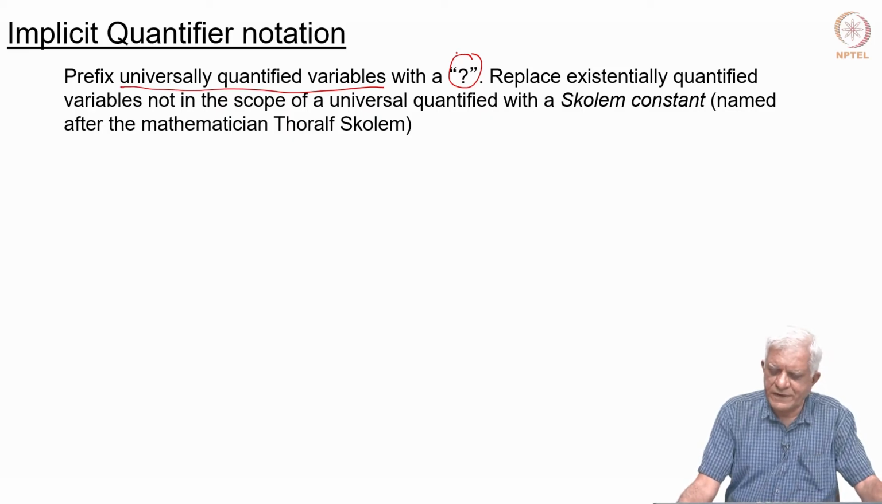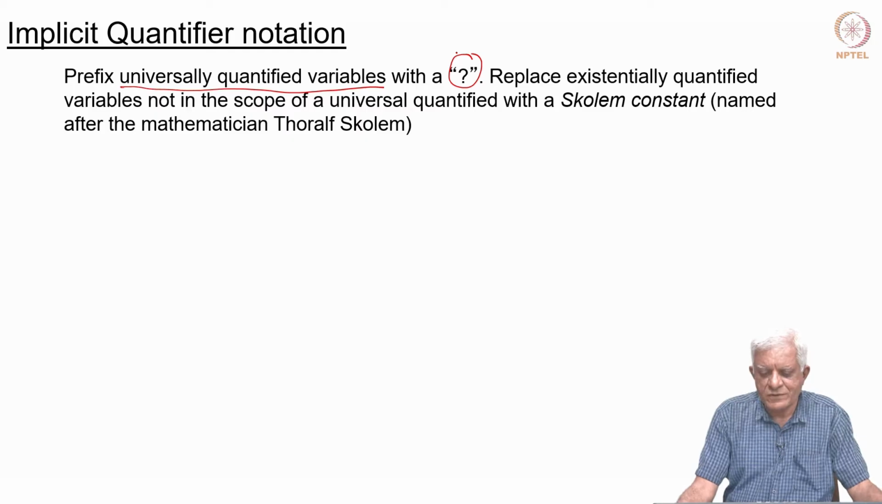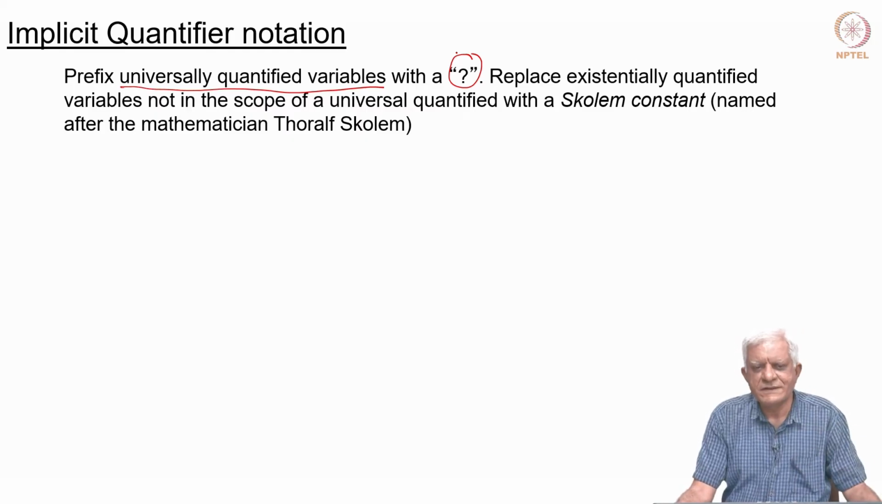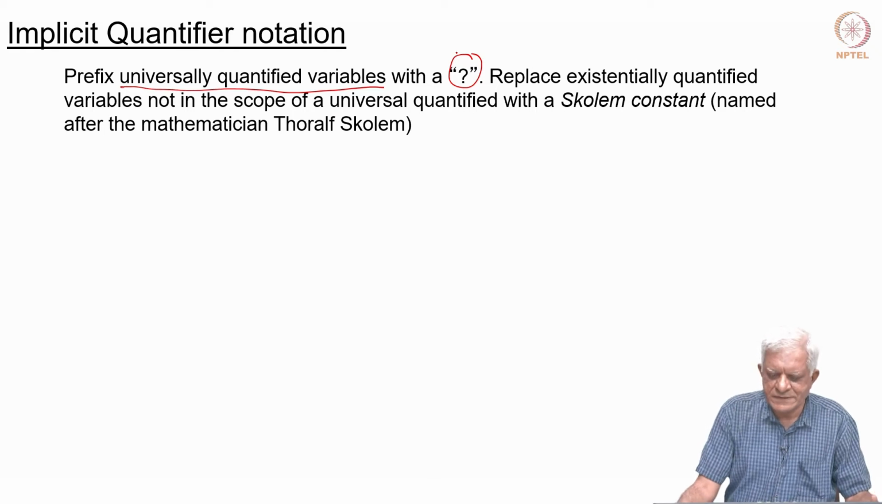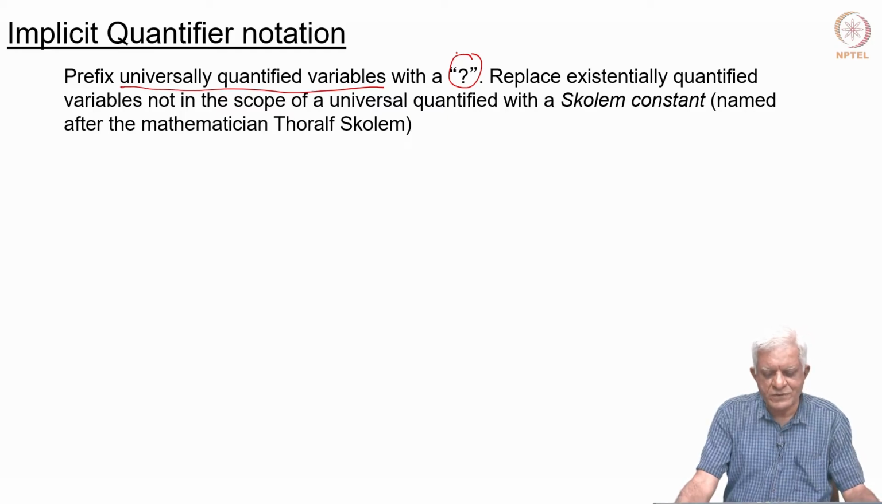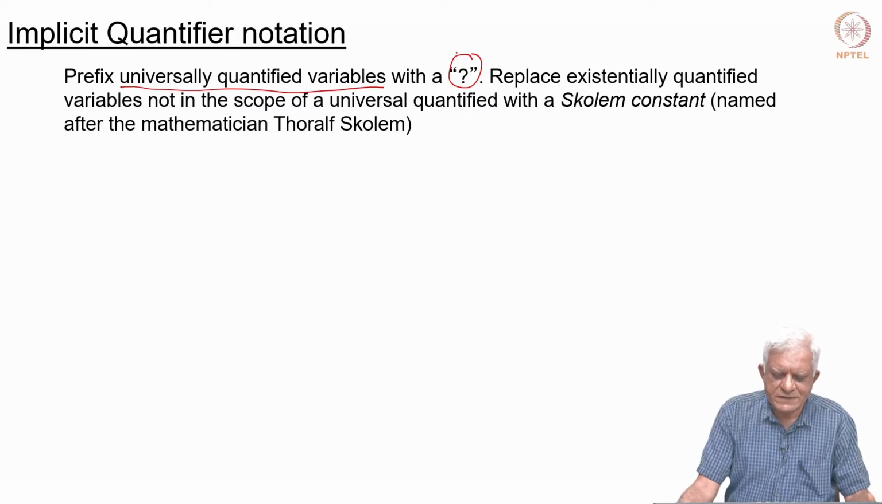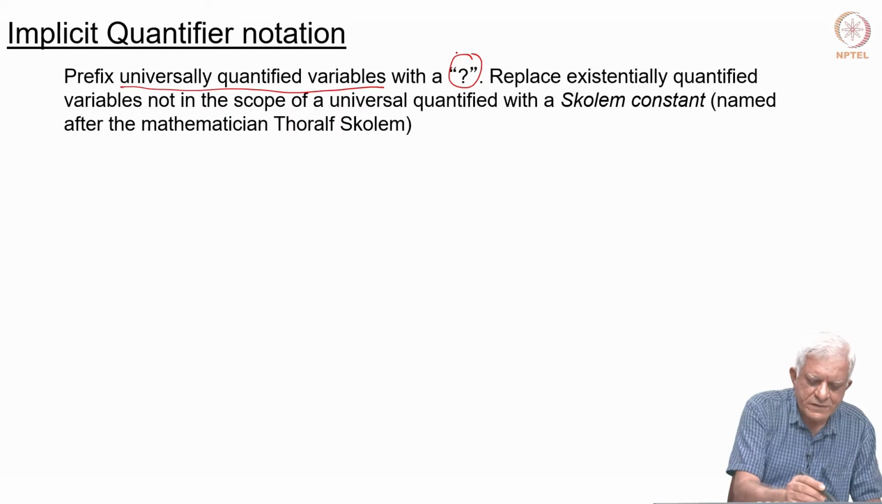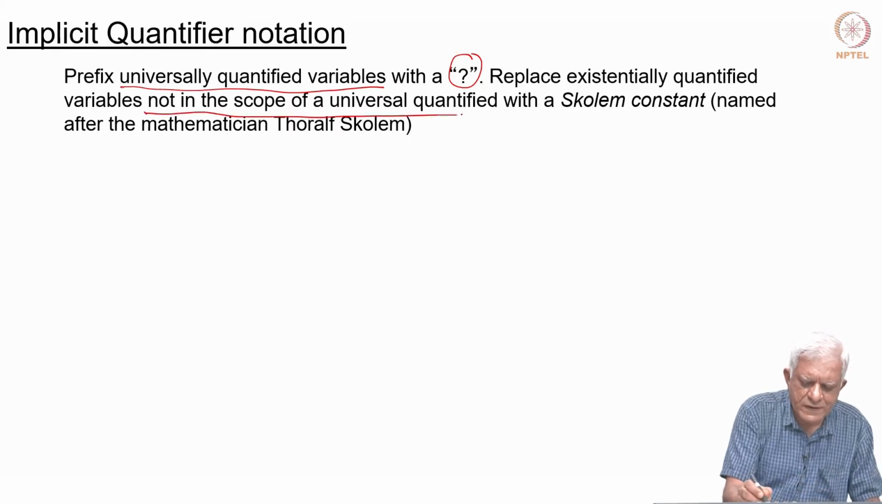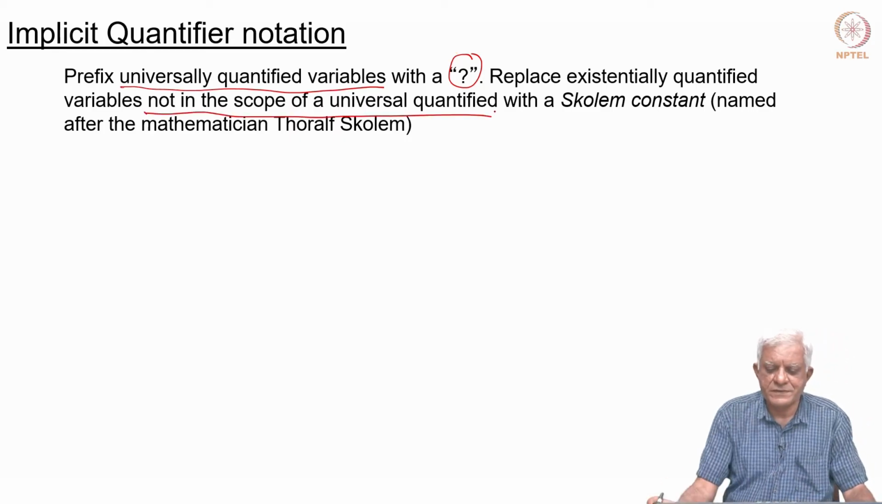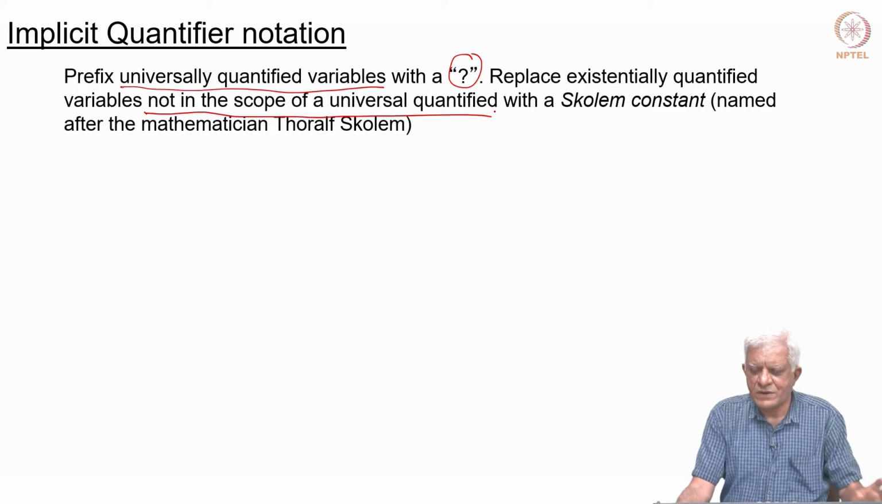What about if a variable is not universally quantified? It could be existentially quantified. We are talking about sentences. Remember, we are not talking of formulas which may have free variables essentially. So, in a sentence, every variable would be either universally quantified or existentially quantified. And in the simplest case, we will replace existentially quantified variables which are not in the scope of any universally quantified variable with a Skolem constant.